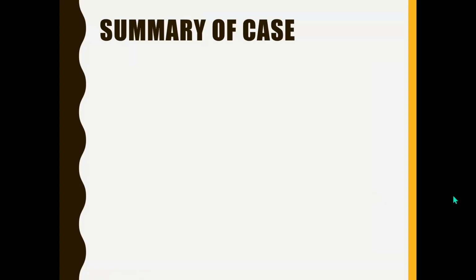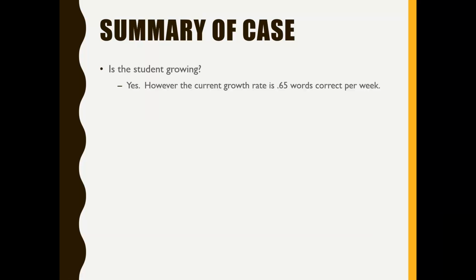Okay, so if we were going to summarize this case, we could ask some questions about what was going on. So was the student growing? Absolutely the student was growing, and most often that is the case, that there will be some growth. The question for us becomes how much. So yeah, the student was growing. However, the current growth rate was 0.65 words correct per week.